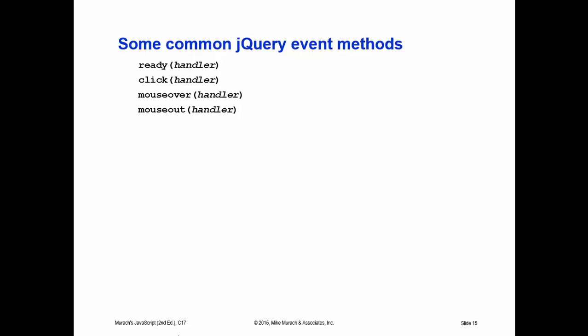Some common jQuery event methods include ready, which runs when the DOM, or document object model, is ready. Click runs when the selected element is clicked. Mouse over runs when the pointer moves over the selected element, and mouse out runs when it leaves the selected element.